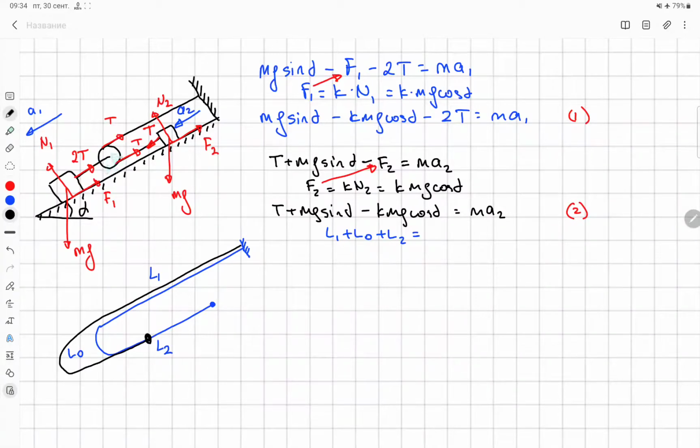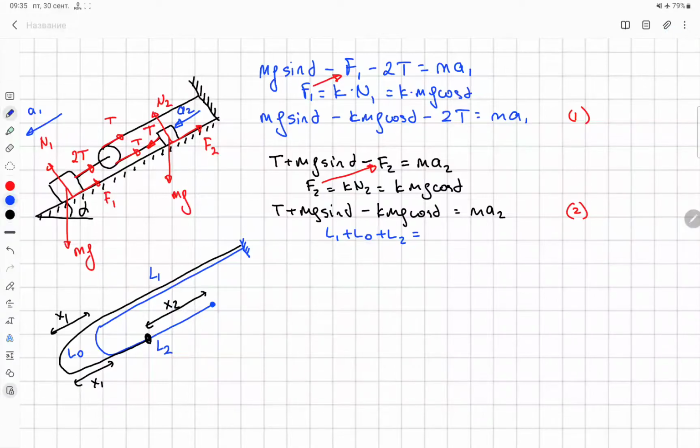So displacement of this pulley will be equal to displacement of this object. So it shifted for x1, yes? So this part equal to x1, this part also equal to x1, yes? This object, let's say it moved downward for x2.